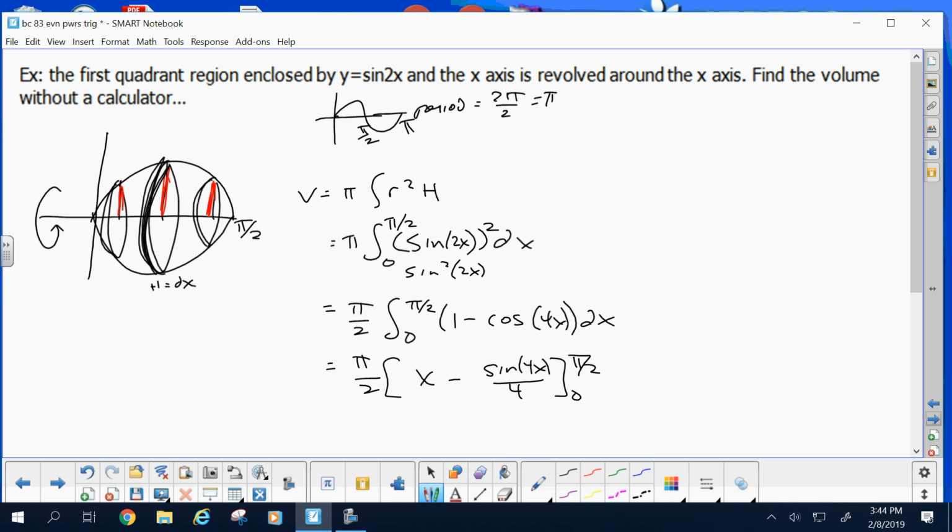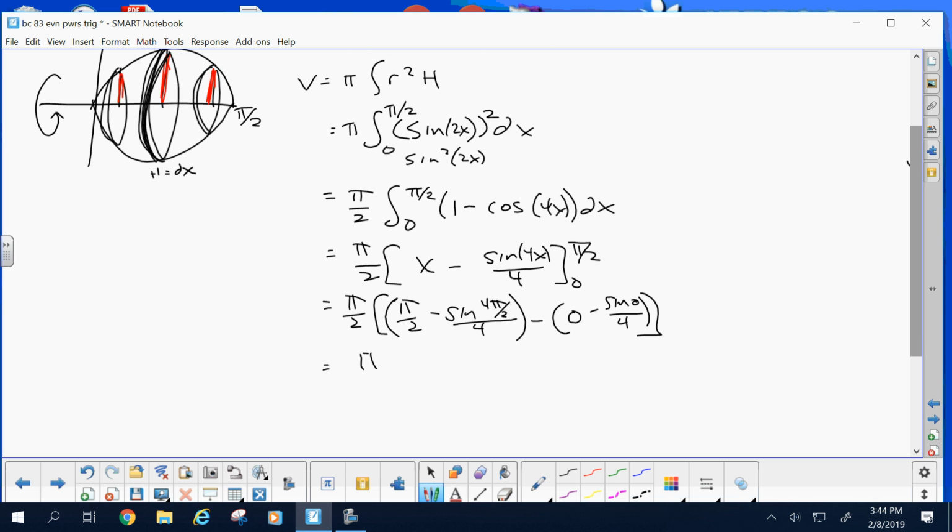From 0 to pi over 2. If I evaluate this limit at pi over 2, it's pi over 2 minus sine of 4 pi over 2 over 4, minus 0 minus sine of 0 over 4. Almost done. We get something like pi squared, oops, rushing ahead of myself, pi over 2 times 0 minus, this is sine of 2 pi, that's 0, everything's 0, so it's really just pi over 2 times pi over 2. So it is pi squared over 4 is the one.